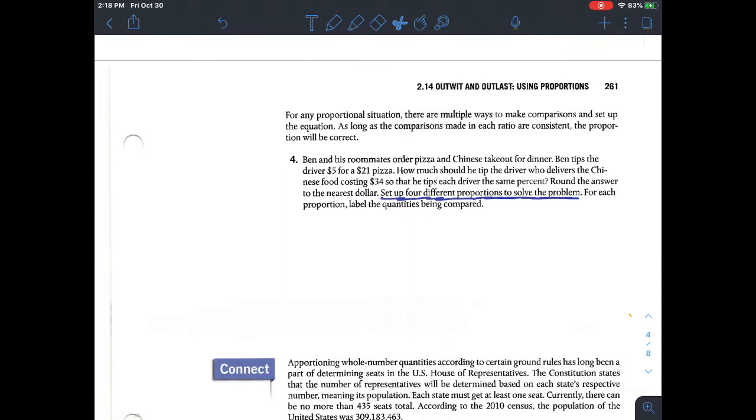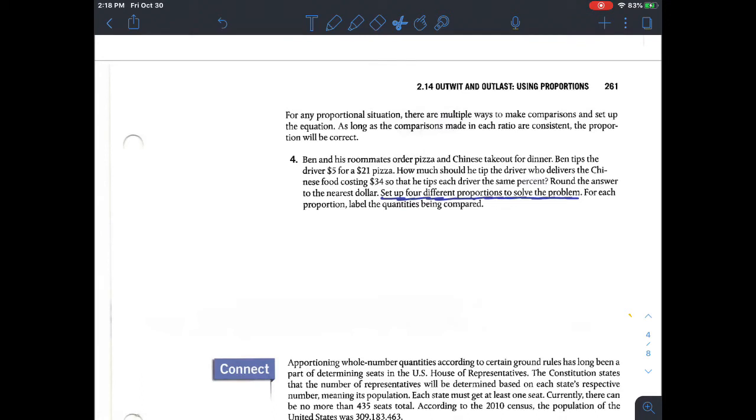For any proportional situation, there are multiple ways to make comparisons and set up the equation. So you're not just reduced to, this is the only way you can set it up. You can have it pretty much written any way, as long as the comparisons made in each ratio are consistent, the proportions will be correct.